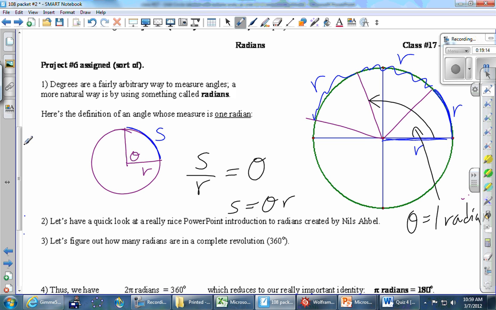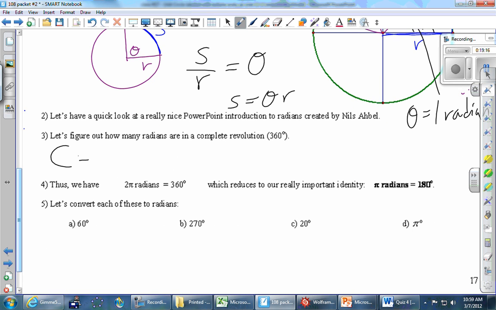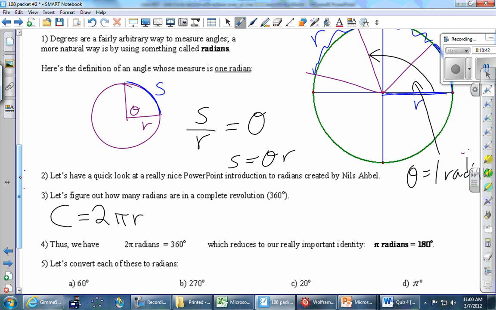Well, do you guys remember the formula for the circumference of a circle? It's 2 times pi times r, right? So this is a formula we've seen before. So the question is, how many radii can I fit if I walk all the way around the circle? And a couple of people see that we can fit 2 pi of them. That's what it says. How far is it if you walk around a circle? It's 2 pi times the radius.